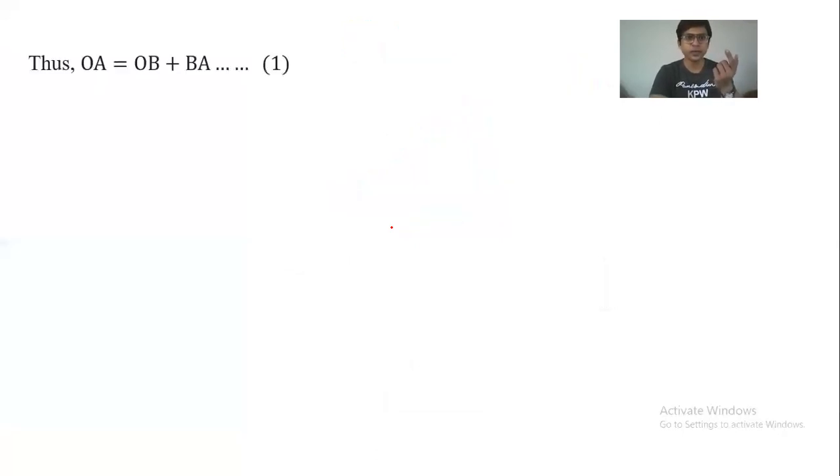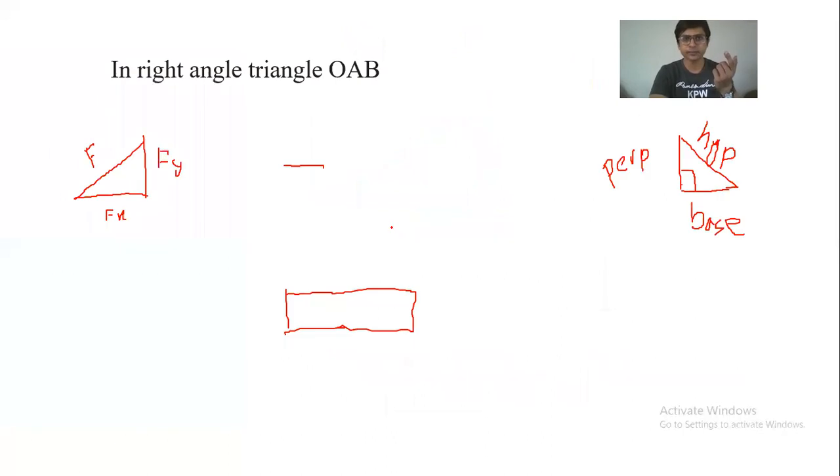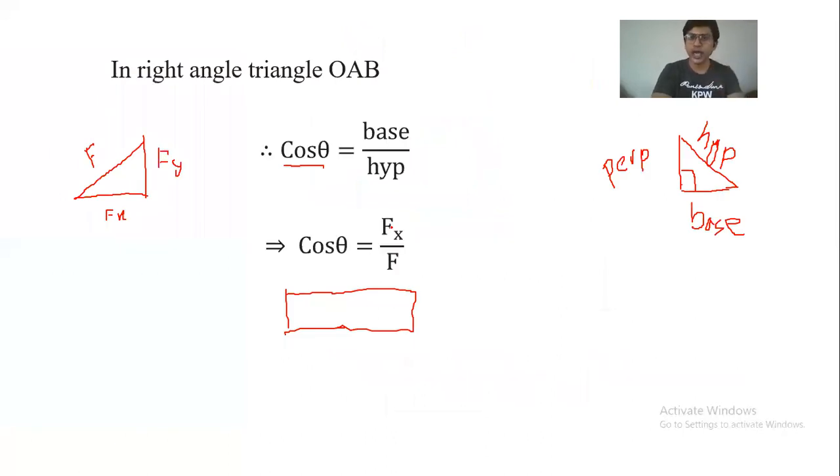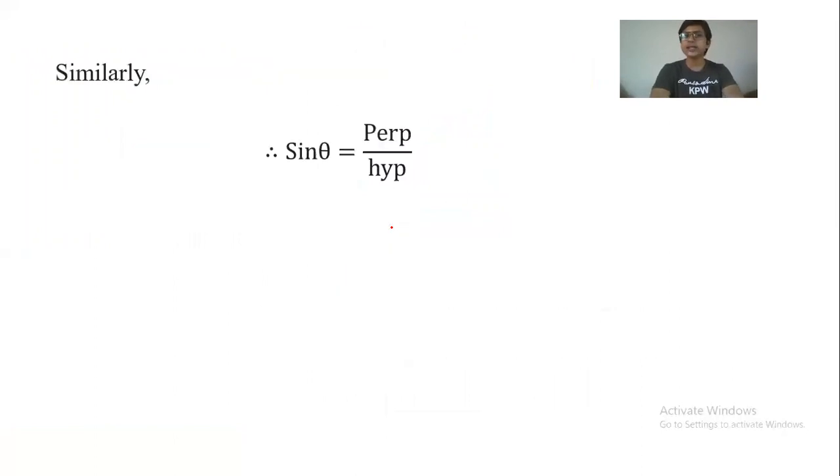We have come to this part. Fx is equal to F cos theta. Similarly, sine theta is equal to perpendicular upon hypotenuse. You have to remember the formula. Its formula is sine theta is equal to perpendicular upon hypotenuse. So the perpendicular side is Fy, you can look at the figure, and the hypotenuse is F. So Fy is equal to F sine theta. Okay, this is it.